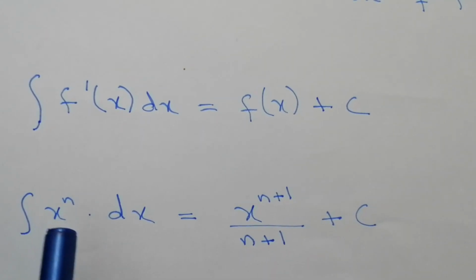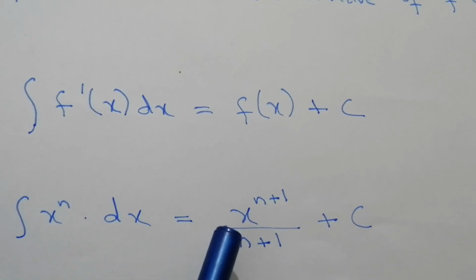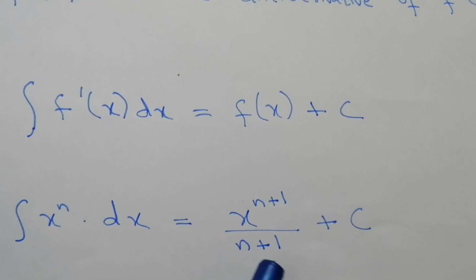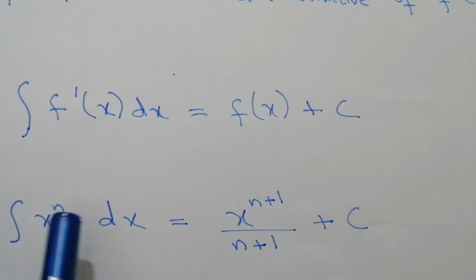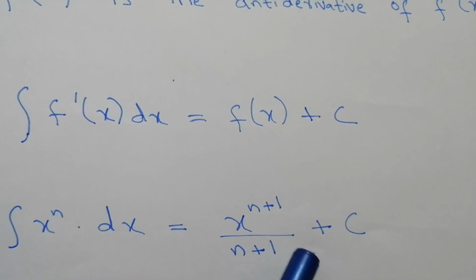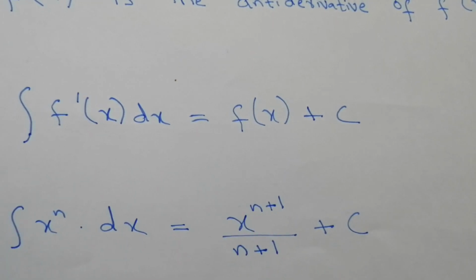So the integral of x to the power n dx is equal to x to the power n plus 1, divided by n plus 1. It means that we will add one to the power in the numerator and then we will place the same in the denominator, and then we will add the constant at the end. I hope you understand.